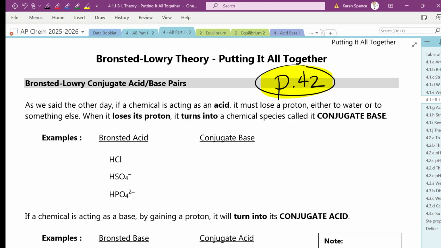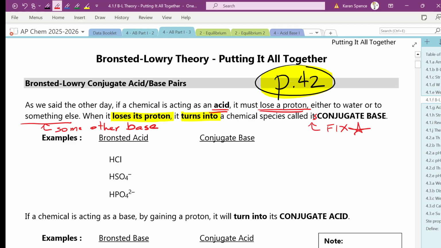So if a chemical is acting as an acid, it must lose a proton. Either it's going to lose the proton to water, or it's going to lose it to something else, and that something else would be some other base. When the acid loses its proton, it turns into a chemical species called, oh, there should be an S at the end of this, its conjugate base. Fix that.